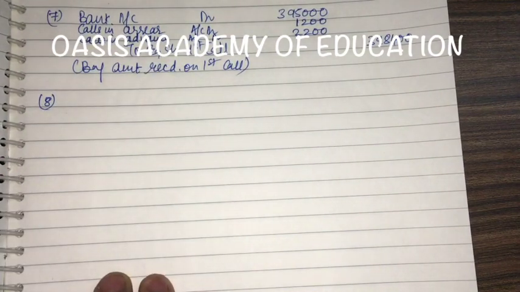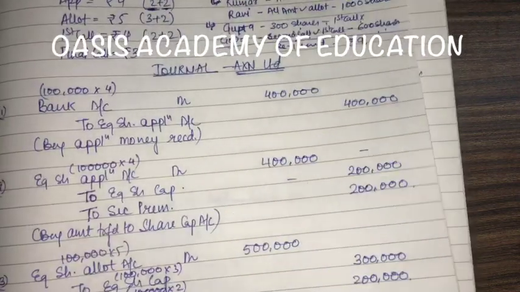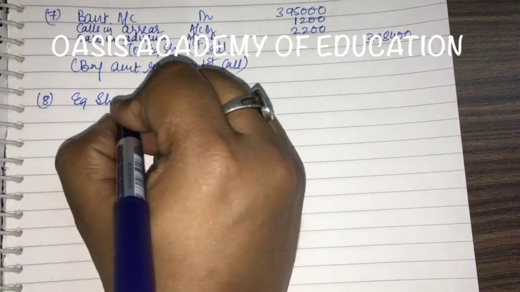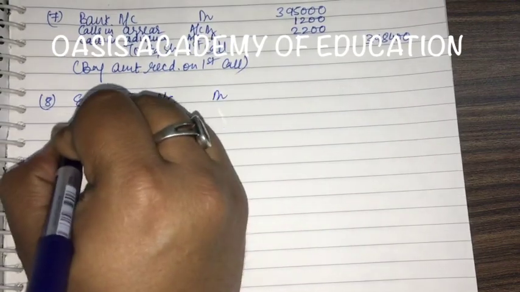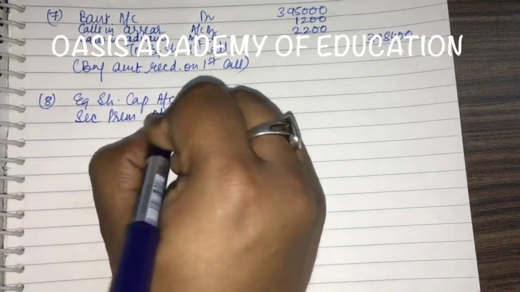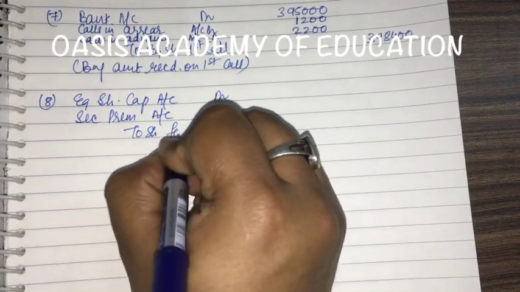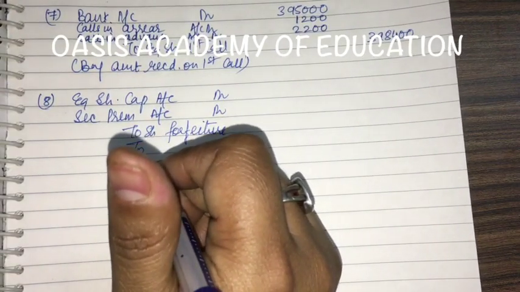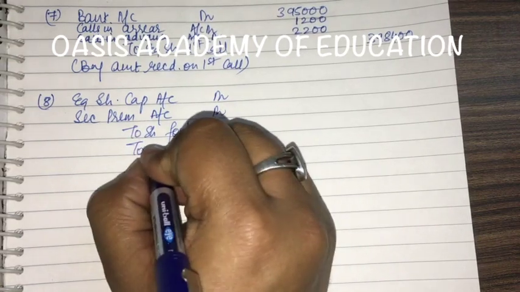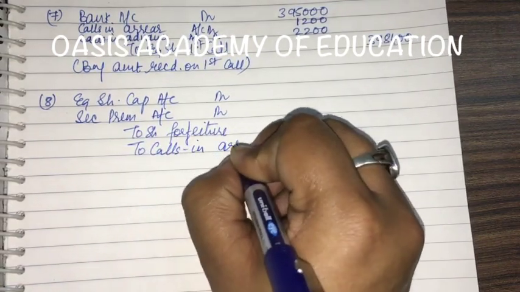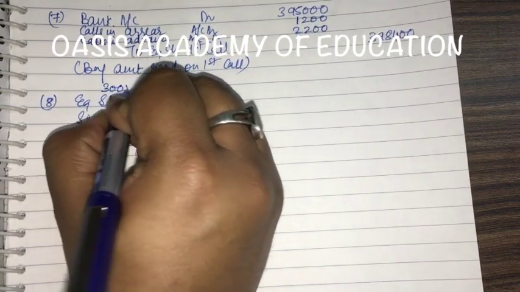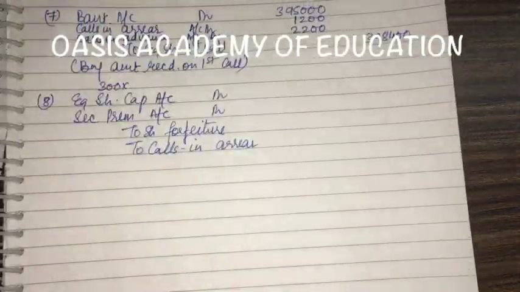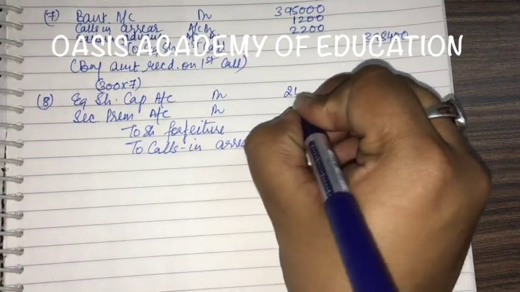Now it clearly says that we need to forfeit Gupta's equity shares. So we are going to first equity share capital account debit, security premium account debit, to share forfeiture, to calls in arrear. Right? This is going to be 300 into, now for the first call it's going to be 2, 3 and 7. So it's going to be 300 into 7, that is 2,100.